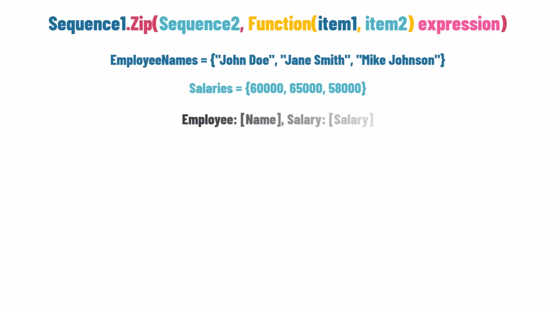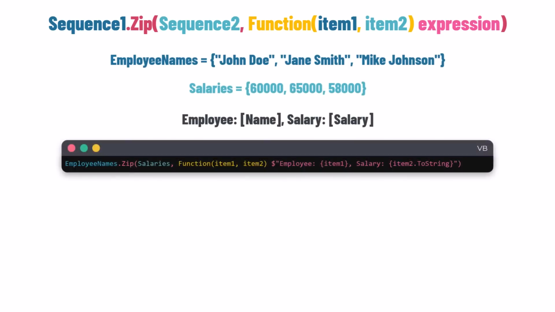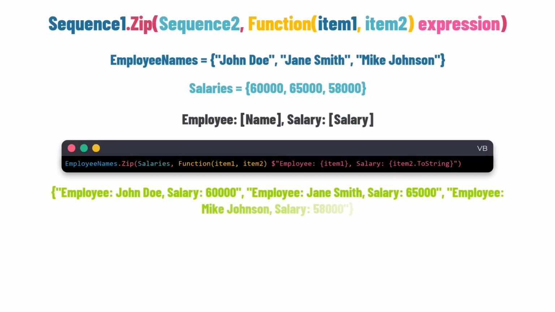Imagine we have a list of employees and a list of their respective salaries. Our goal is to combine them into a single string like this one. Here's how we could use the third overload to accomplish that. The result will be the following collection. It's an IEnumerable of string, because the type we used in the lambda expression is string. We can convert this collection to array or to list of strings using toArray or toList methods.